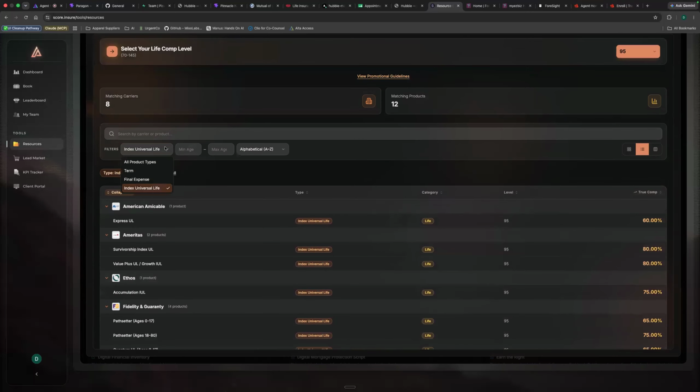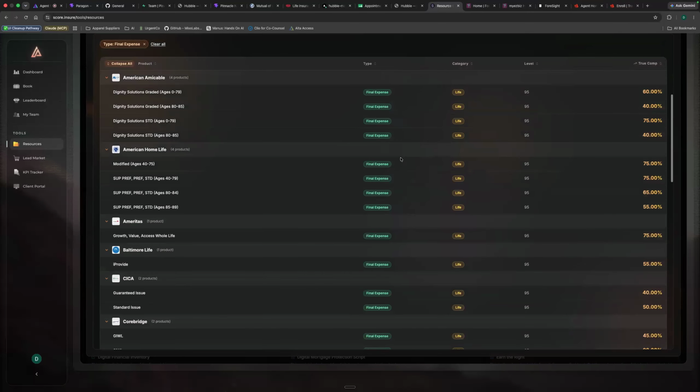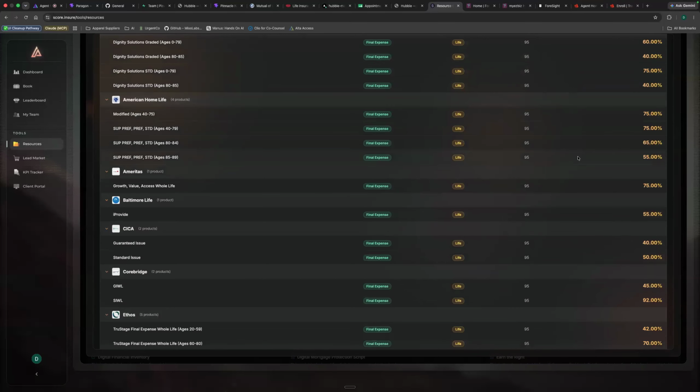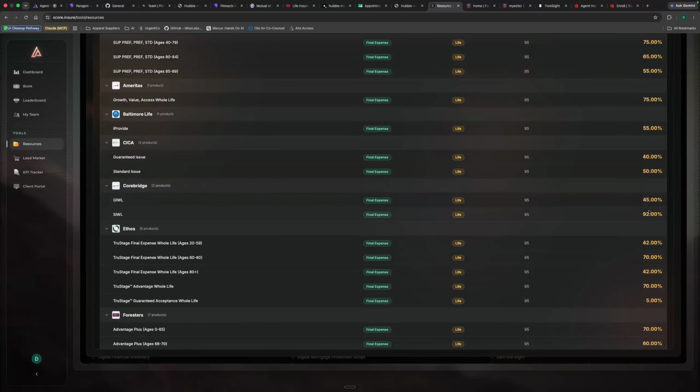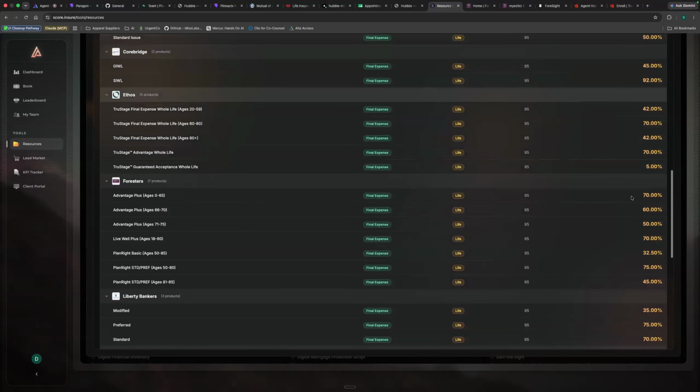It's also really useful when you're looking at FEX. Know that if the client's over 80, then there are different comp rates. American Home Life will pay comp minus 30 from 80 to 84, comp minus 40 for 85 to 89. Baltimore Life 55%, so same as AMAM or same as American Home Life in the older ages, but way worse in younger ages. Corebridge SIWL pays great. It's almost even comp.